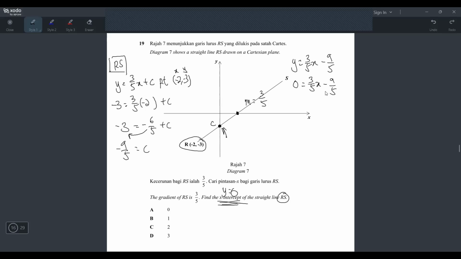Okay, how to find x? I think I can move the -9/5. When you move the negative, it becomes positive, equals 3/5x. It means 3/5x equals 9/5. Actually, you can cut the 5, so you are left with 3x equals 9.